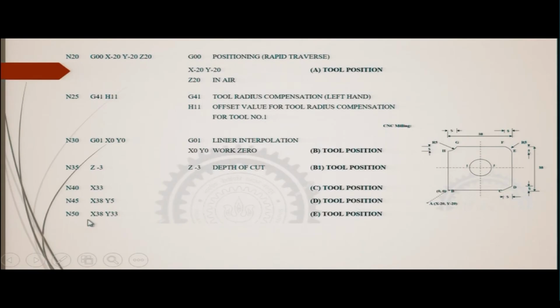Next is x 38, again the linear interpolation, it will go from here to here, and the distance is again 33, 38 minus 5, from here to here 33. Then the next, from this position to E position, will be 38 minus 5. So, this is 33.